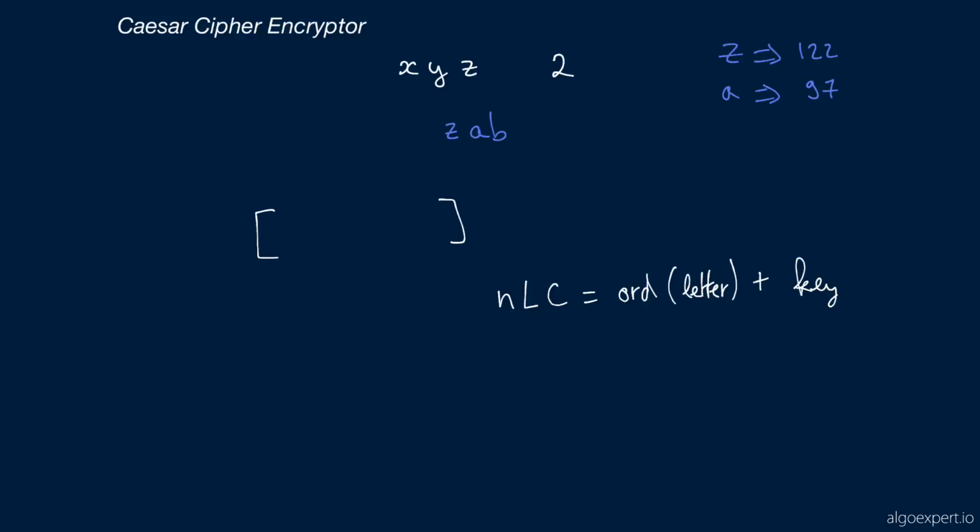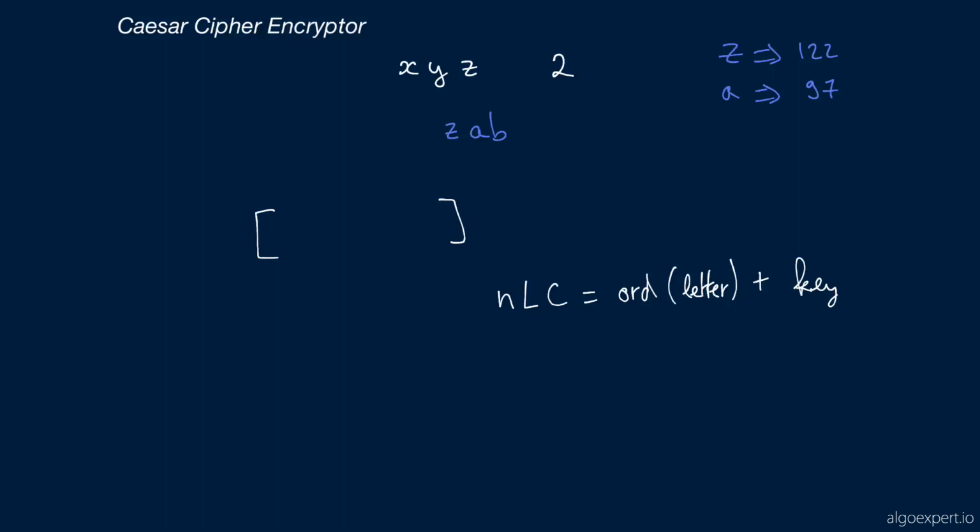And then you might be inclined to say, okay, now just convert that new letter code back to a letter, and you're done. And so in Python, the function that would take in a number, a code, right, and return the corresponding letter is the char function, CHR.